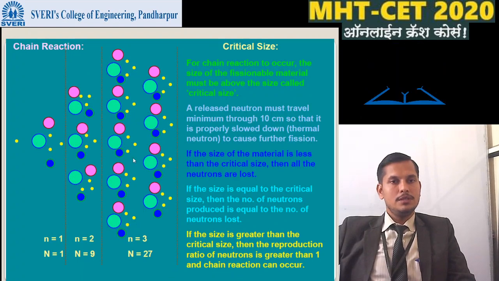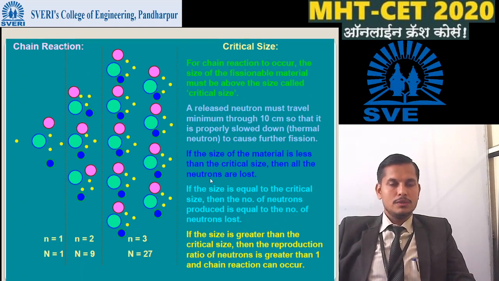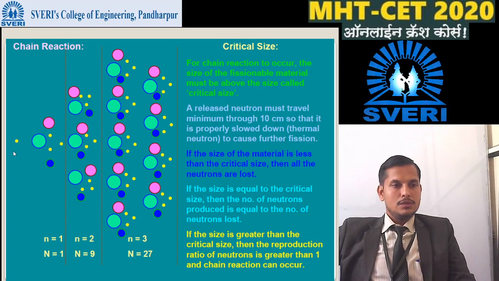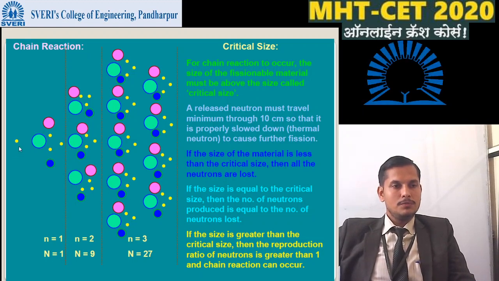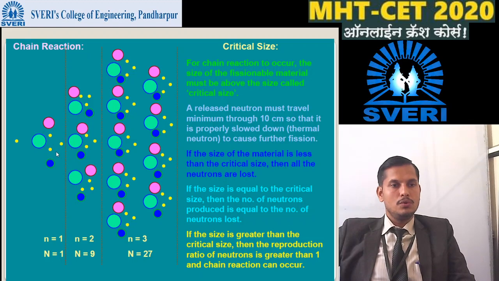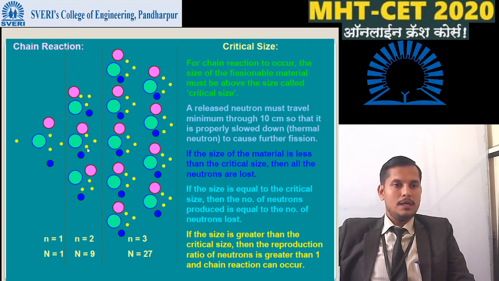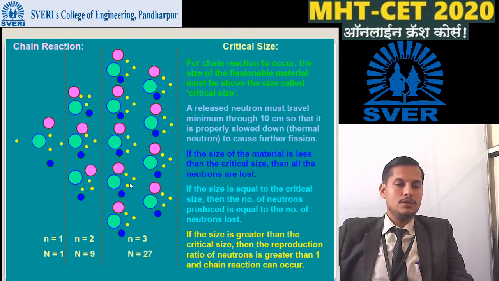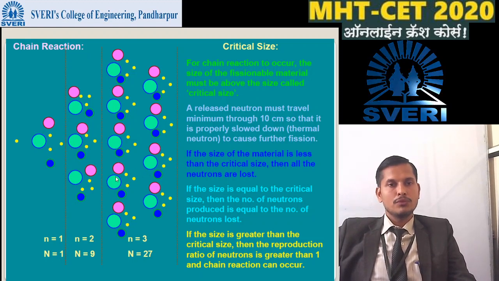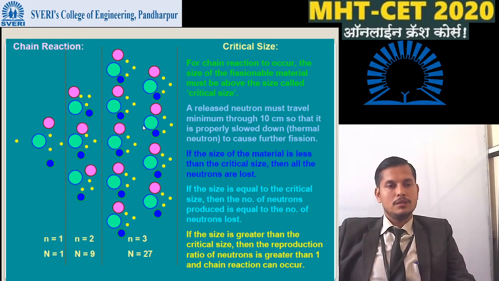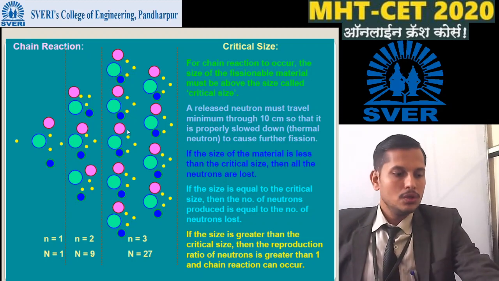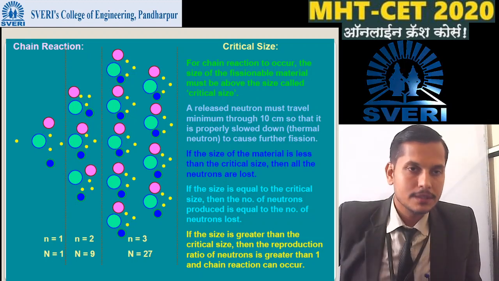Then in this chain reaction some terms we have to discuss, that is critical size. Here you can easily observe that a neutron bombards uranium, we are getting barium and krypton plus 3 neutrons. Further these neutrons are bombarded on these 3 uranium. Once again we are getting barium, krypton and 3 neutrons. So this cycle continues. That's why it is called a chain reaction. But some factors are affecting this chain reaction. So let us discuss what is meant by critical size.